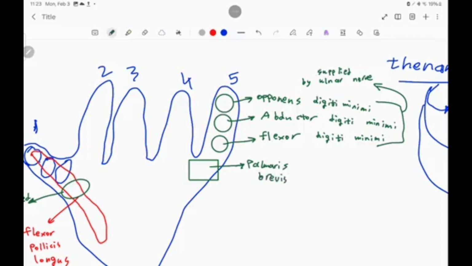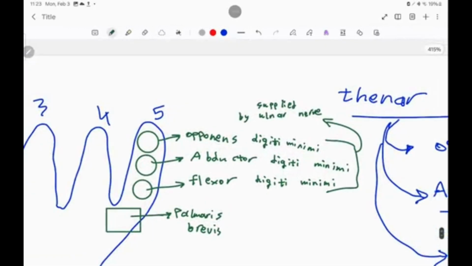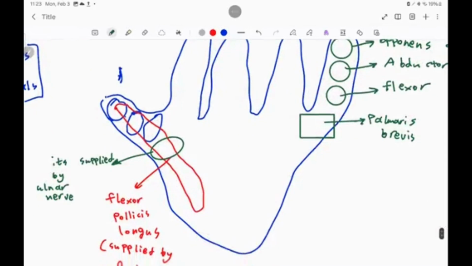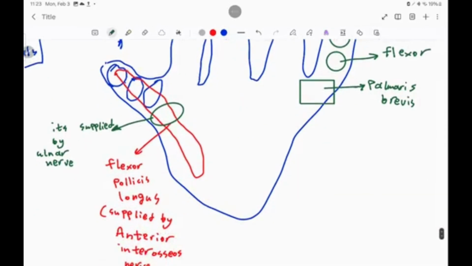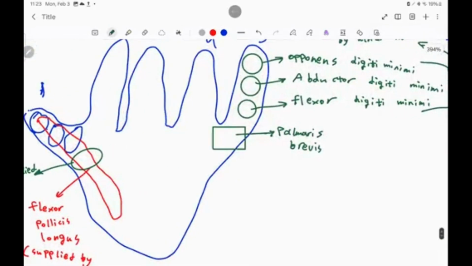Okay, what's the function of this muscle? The others we know. Opponens, we do opposition of the finger with other fingers. Abductor, what do we expect? Abduction of the finger. Flexor, flexion of the finger. Also similar to the thumb, same functions. And here the flexor pollicis longus, also flexion of the thumb. Okay, palmaris brevis.